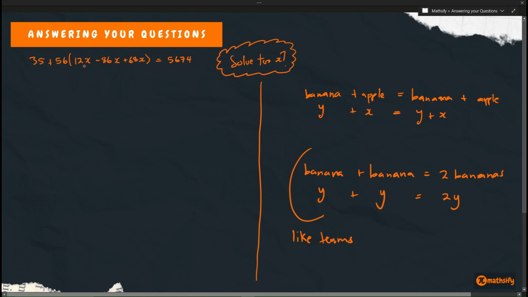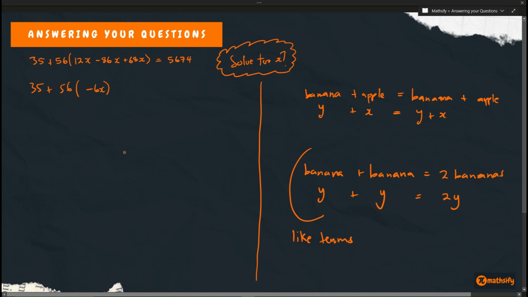Part of their question was that they want to understand how to simplify when there are brackets. Brackets are very important. You go back to BODMAS, which starts with brackets. So I would start by writing the 35 plus 56, then I'll solve whatever is inside the bracket first before I go anywhere else. Put the brackets there. So now let's add 12 bananas, subtract 86 bananas, and then add 68 bananas. So the final answer will be minus 6x.